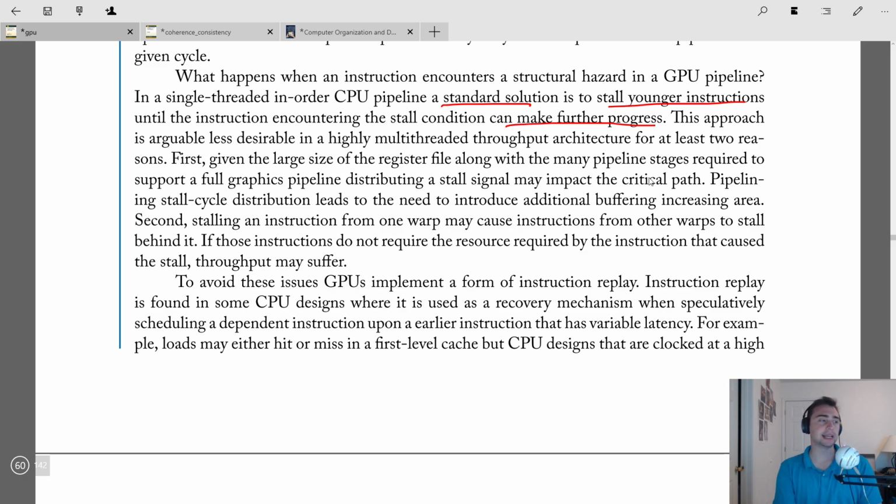And this just increases area. So the second thing we need to do, right, so stalling an instruction from one warp can cause instructions from other warps to stall behind it, right? If those instructions do not require the resource required by the instruction that caused the stall, throughput may suffer. So this is just saying that if one warp causes another warp to stall, that other warp maybe wouldn't have encountered a stall if it had gone first, right? So we don't want this needless decrease in throughput necessarily.